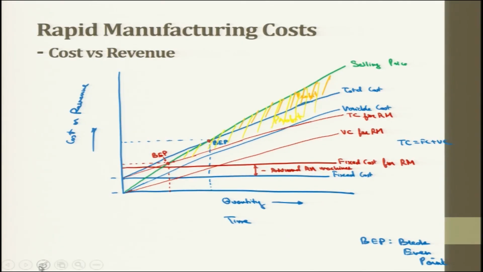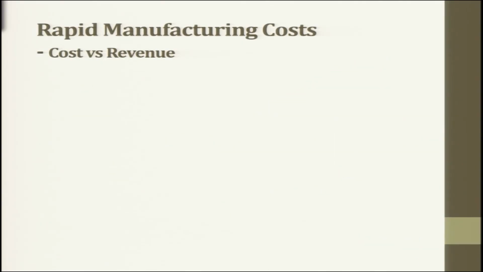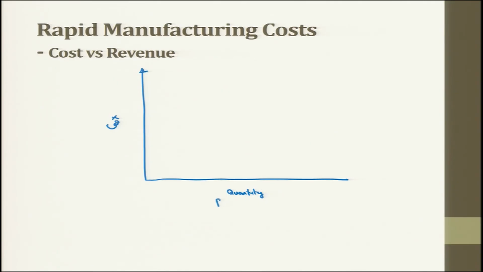Now if I put a little detail into this regarding additive manufacturing and regarding production volume, let me try to view it from a different angle. The same graph it is here, we have cost here and we have quantity here. So quantity in this case is production volume.